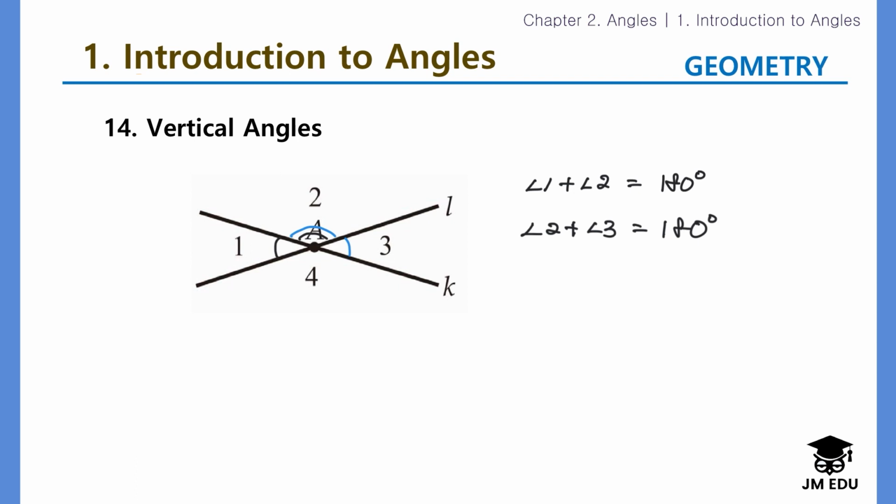So we can write angle number 1 plus angle number 2 is equal to angle number 2 plus angle number 3, right? We have angle number 2 here and angle number 2 here, so we're going to subtract angle number 2 from each side. Then we have angle number 1 is equal to angle number 3, right? So vertical angles, two angles that are opposite each other, this angle and this angle right here, are equal to each other, right?